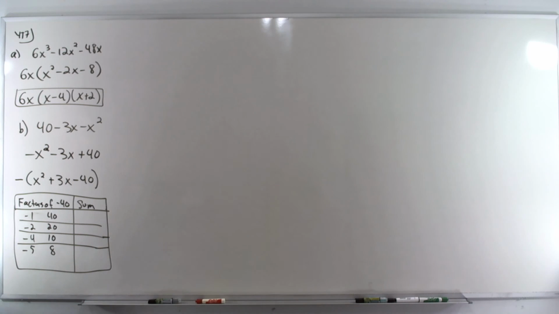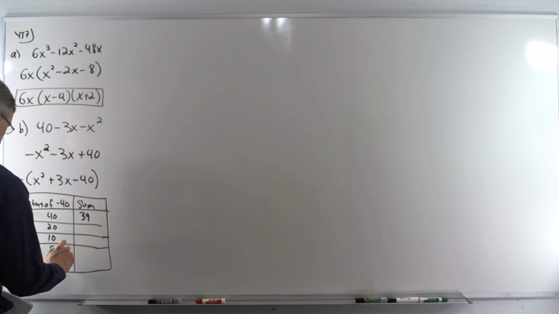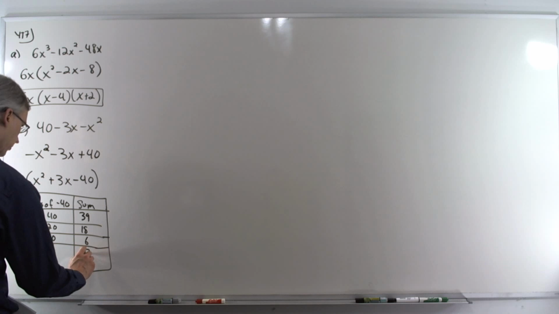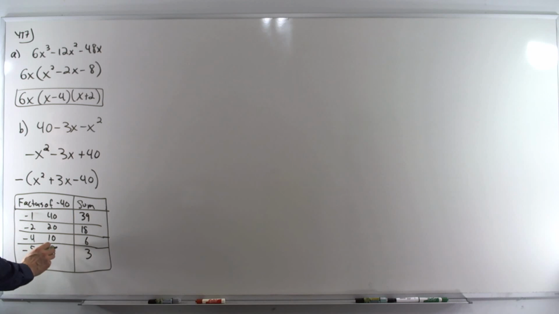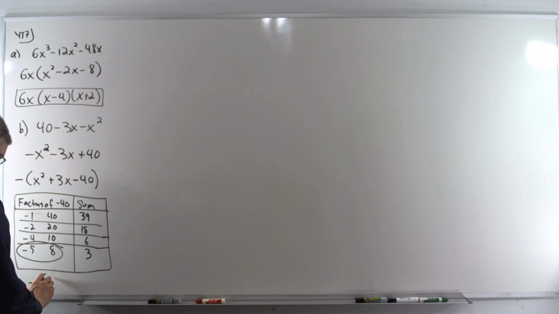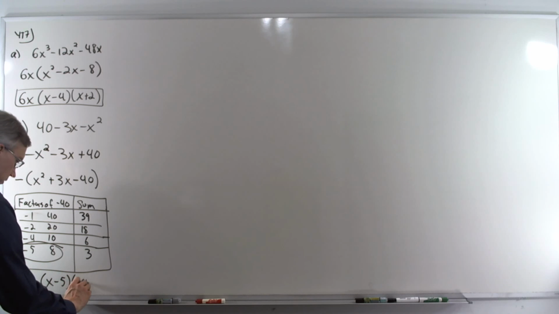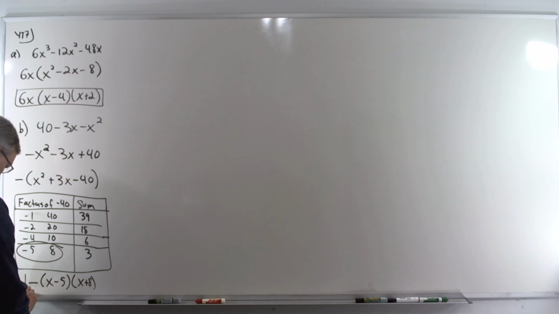All right, so there's our factors of negative 40, where the positive term is bigger. Adding them up, 39 for the first one, 18, 6, and 3. So 3 is our match, so we want negative 5 and 8. So for this one, we're going to get negative out front, x minus 5 times x plus 8.